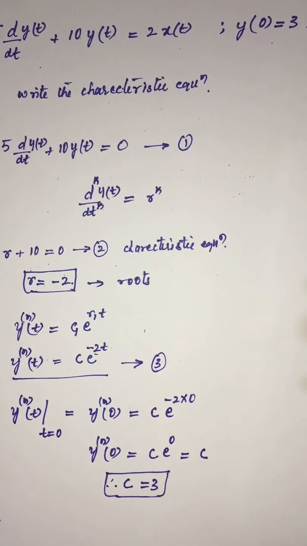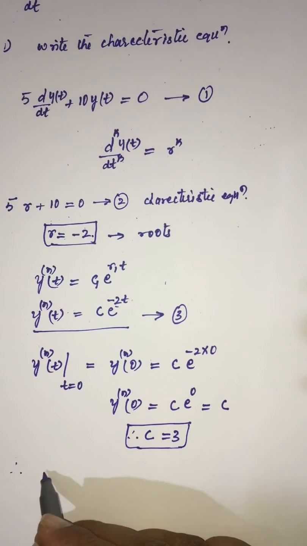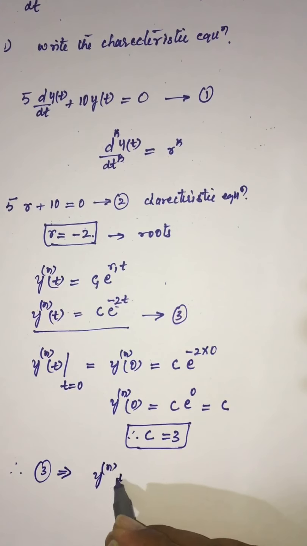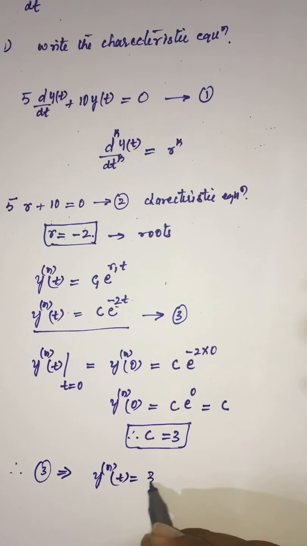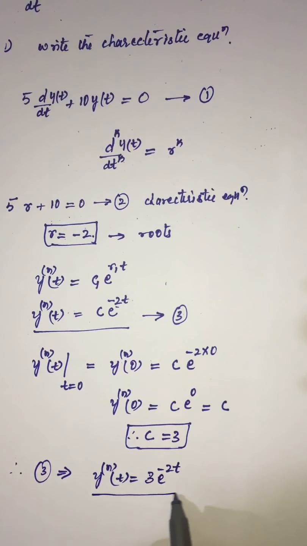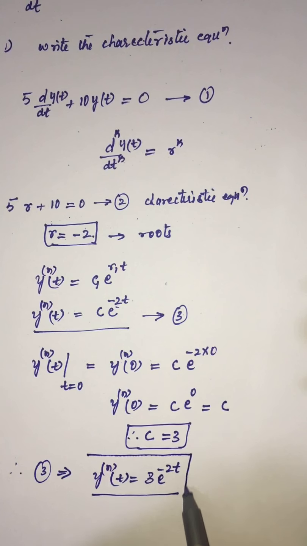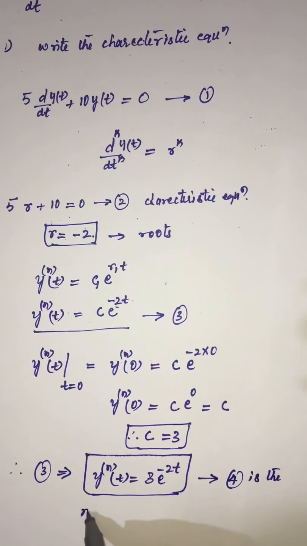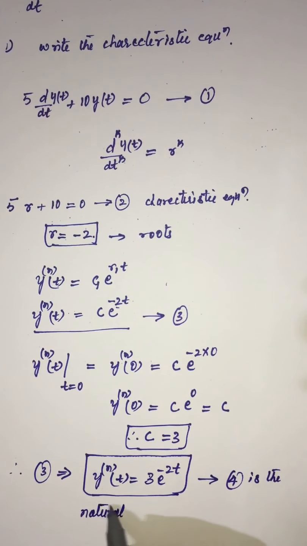Therefore equation 3 becomes y_n of t is equal to, c value is 3, therefore 3 e to the power of minus 2t is the solution, or the natural response, for the given differential equation. This equation 4 is the natural response of the given differential equation. Right, now this is how we can find it.